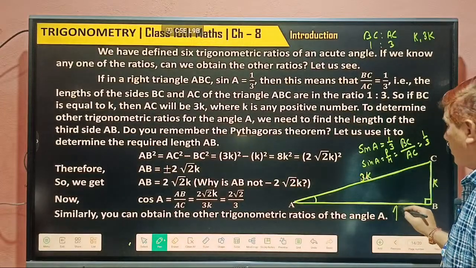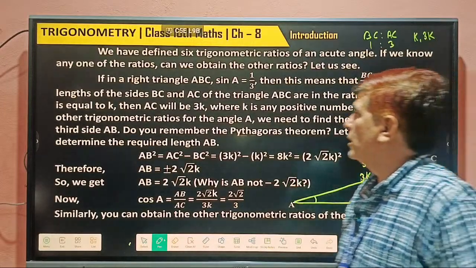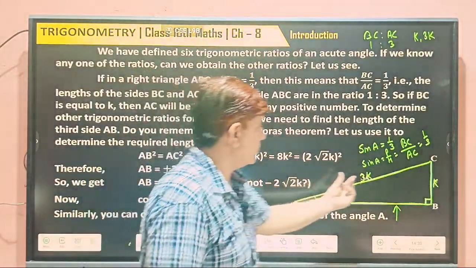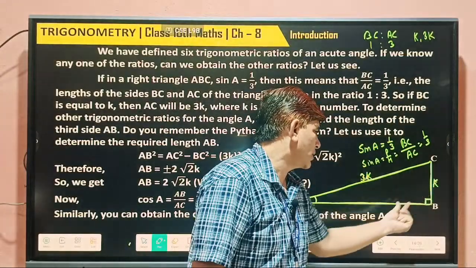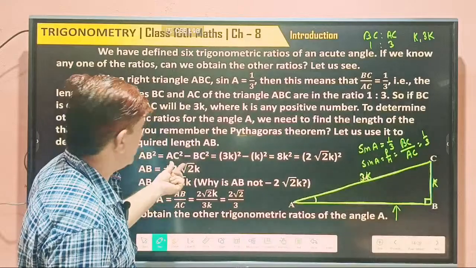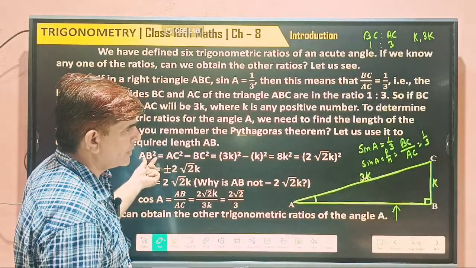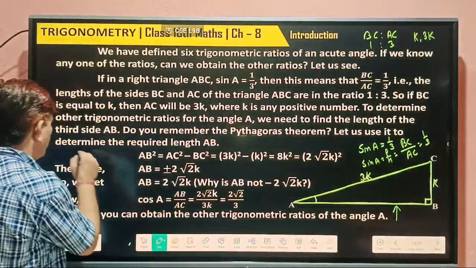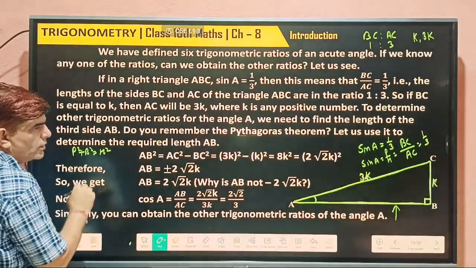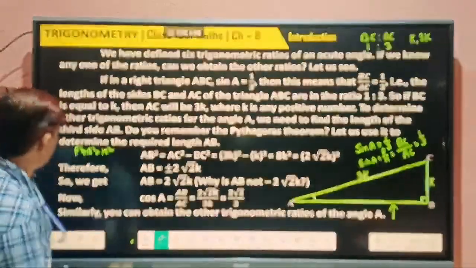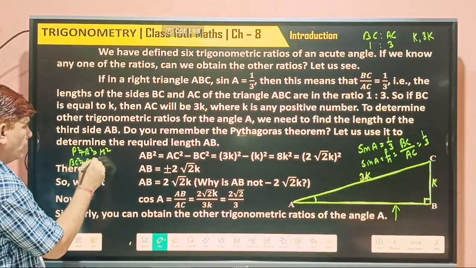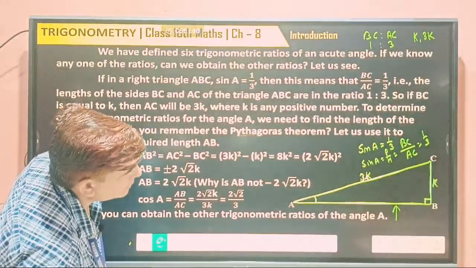Then we can easily find out this side by using what? Pythagoras theorem. Hypotenuse square is equal to perpendicular square plus base square. AB is the base. So perpendicular square plus base square equals hypotenuse square. Here the perpendicular is BC, so BC square plus AB square is equal to AC square.